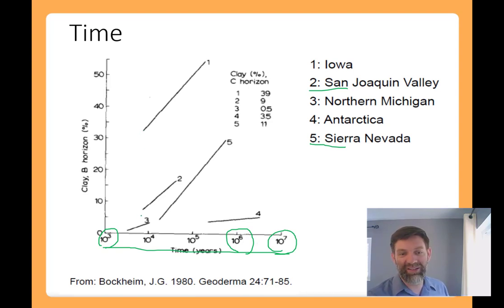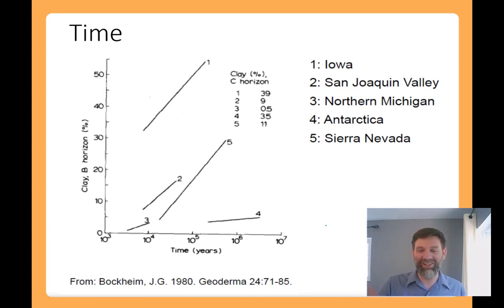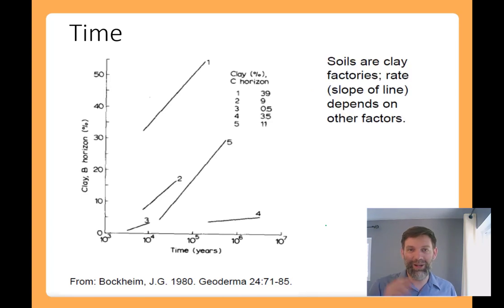But over those times, in every system, so on our y-axis here, we saw clay increase. In some systems, it was a much more rapid increase. In Antarctica, we have some really old soils and not a whole lot of clay building up, but a little bit. There's a clay increase over time. It's a function of a bunch of other factors within that environment, but soils are clay factories. Over time, they produce clay. Weathering, physical weathering, and then chemical weathering transformations produces clay.